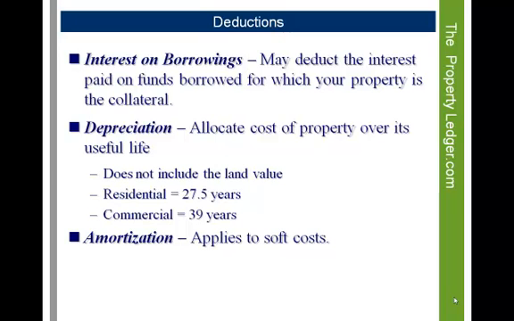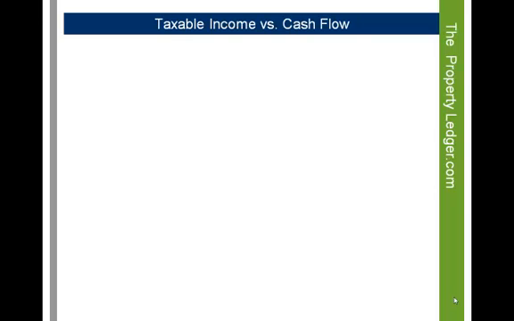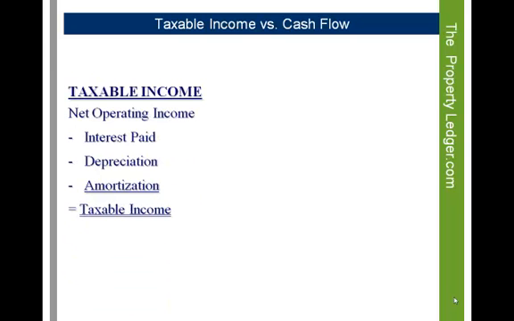And then the last item that we're allowed to deduct to determine our taxable income is amortization. This applies to primarily soft costs, the majority of which relate to points on loans that we have taken out on this property, and those are typically amortized over the life of the loan. So let's take a look at taxable income versus cash flow, shall we? Beginning with taxable income, we have our formula again, as we indicated before. It's the net operating income minus the interest paid on borrowings, less our depreciation allowance on an annual basis, less our amortization equals taxable income.